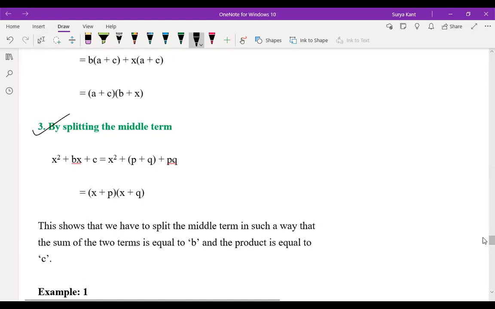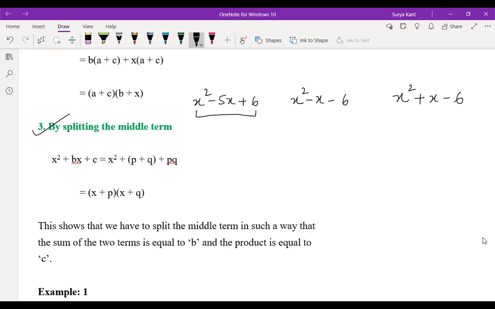Suppose I'm giving 3 examples to you people. All of you factorize by splitting the middle term. You have read this from class 7th only, I think. x square minus 5x plus 6. x square minus x minus 6. x square plus x minus 6. All of you just tell me the split. You know the splitting of the middle term. Children, do you know splitting of middle terms? Satvik, tell me for the first one, what should I split? The product of first and last, and the middle part is nothing but the sum.